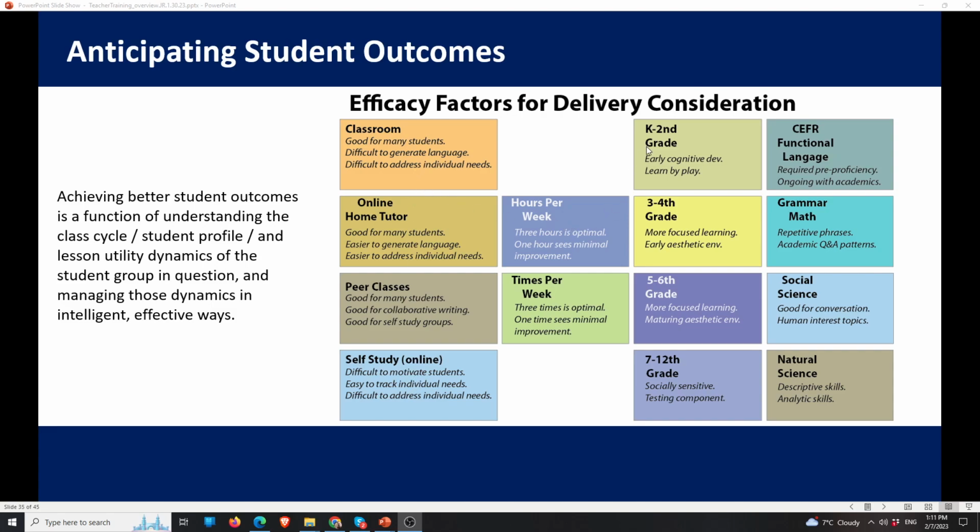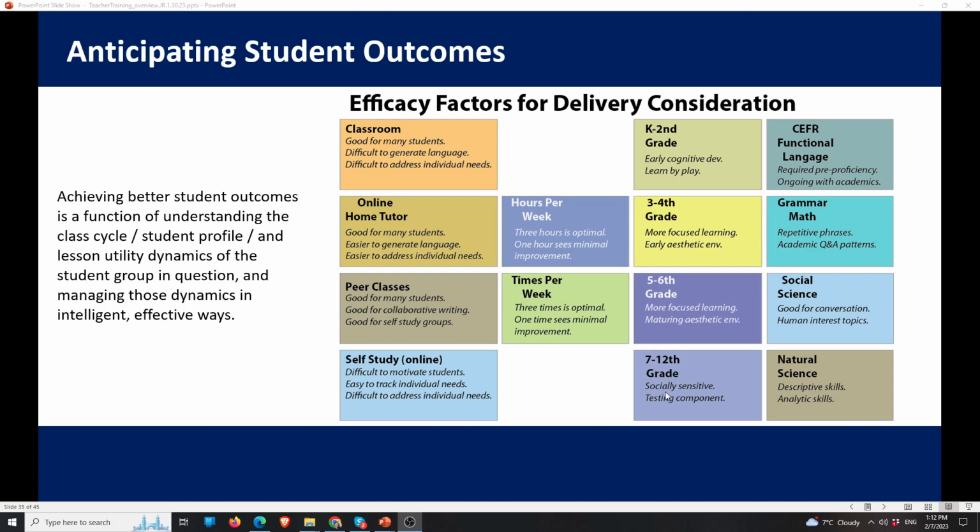The third one is what is the grade level. K through second grade is high energy. They need a lot of play time. They have less cognitive learning and more learn by experimentation and play. Third grade, you have different aesthetic environments than you do in 5th and 6th grade. These guys still like the cartoony stuff. These guys maybe don't so much.